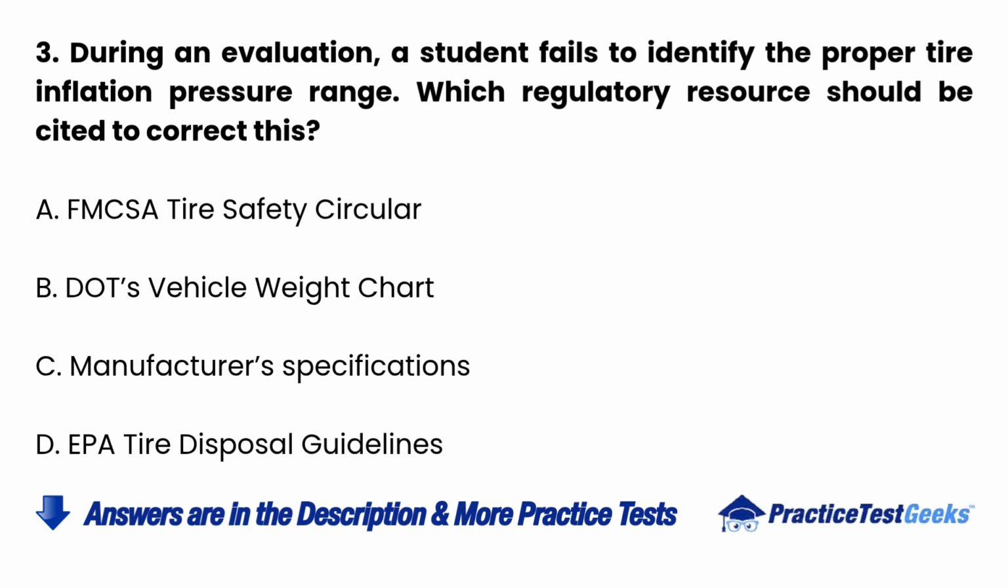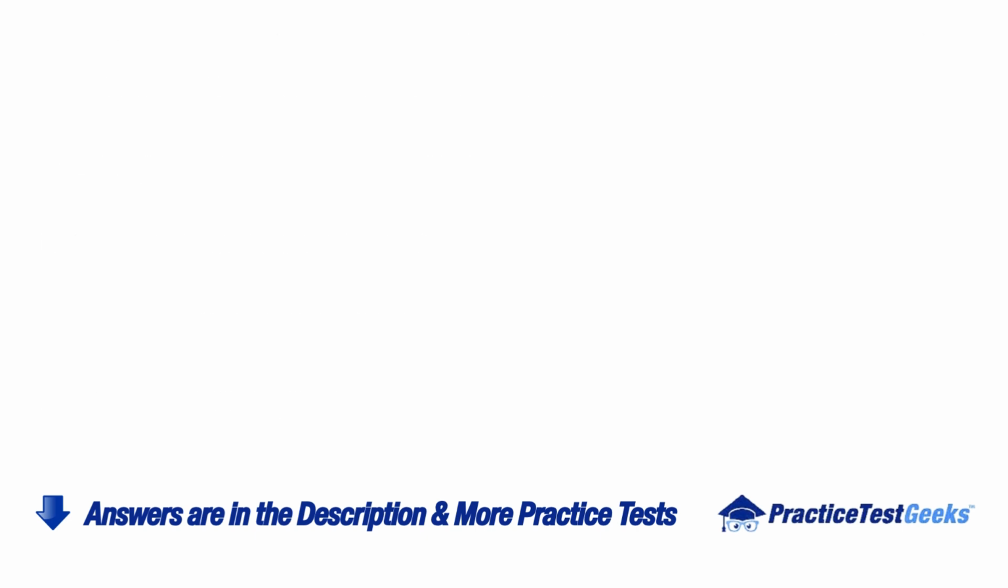3. During an evaluation, a student fails to identify the proper tire inflation pressure range. Which regulatory resource should be cited to correct this? A. FMCSA Tire Safety Circular. B. DOT's Vehicle Weight Chart. C. Manufacturer Specifications. D. EPA Tire Disposal Guidelines.